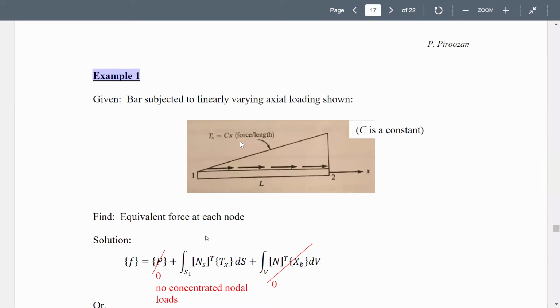If it is force per unit length, you multiply it by dx instead of ds. So this traction is varying like this, cx. Here c is a constant, and when x is 0, it is 0, and it varies linearly like this. So this is a type of load on this element. The question is to find the equivalent nodal forces.